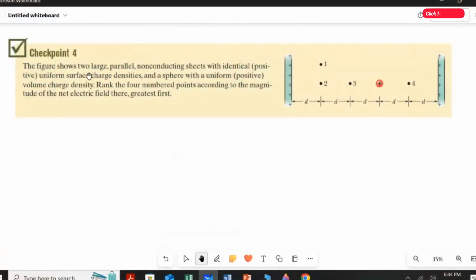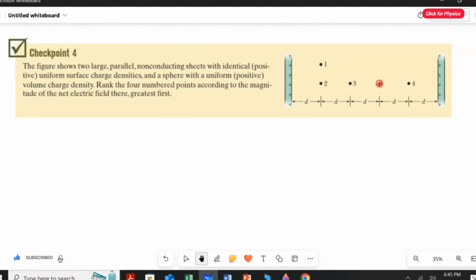The figure shows two large parallel non-conducting sheets with identical positive uniform charge densities and a sphere with a uniform positive volume charge density. Rank the four numbered points according to the magnitude of the net electric field there, the greatest first. So in this question, they mentioned two non-conducting sheets.